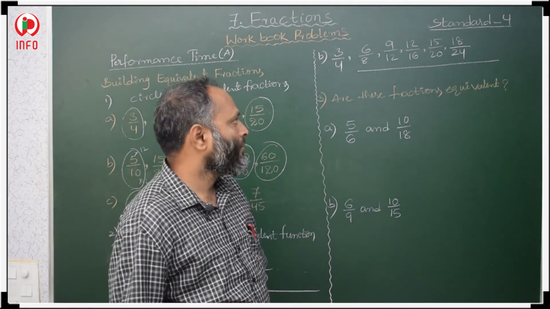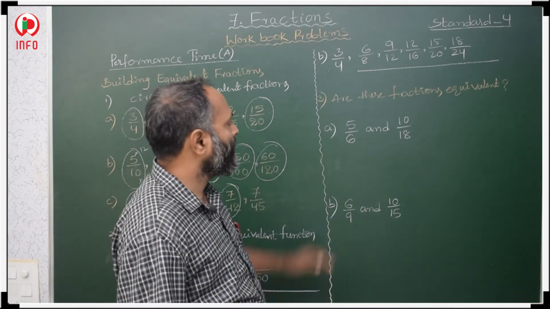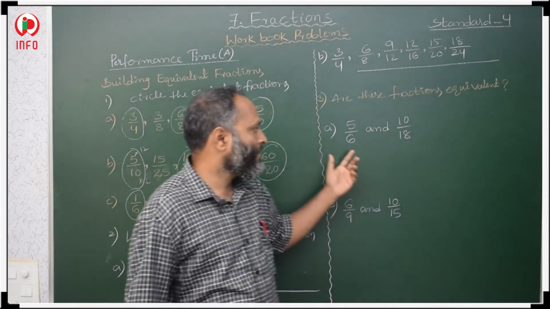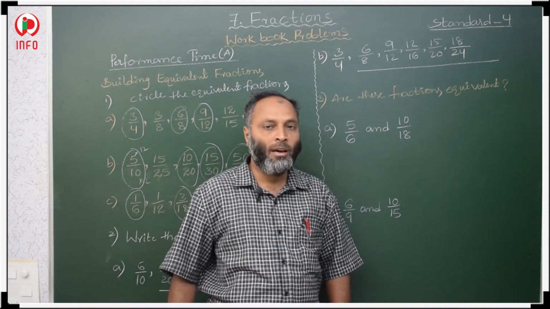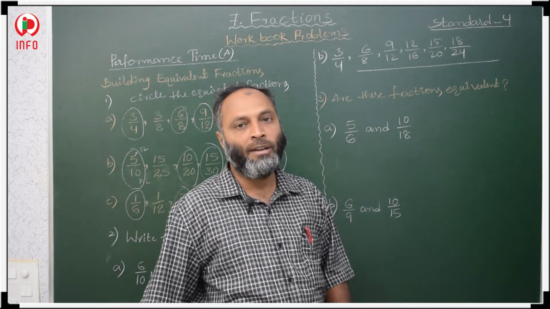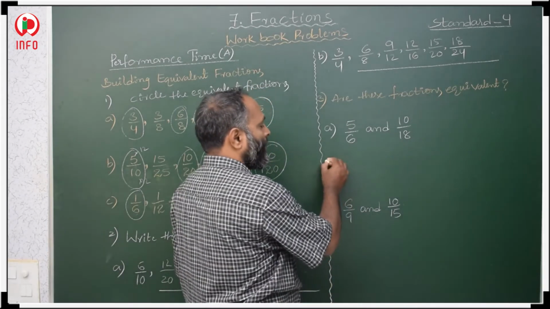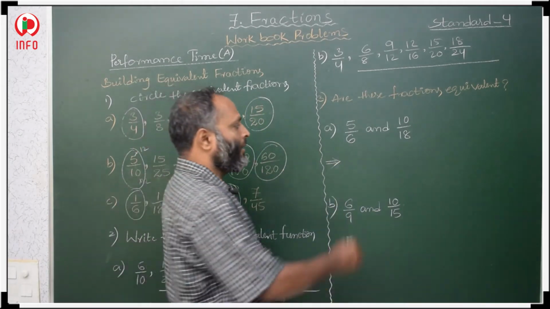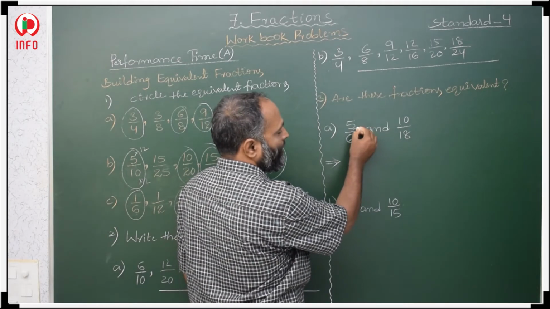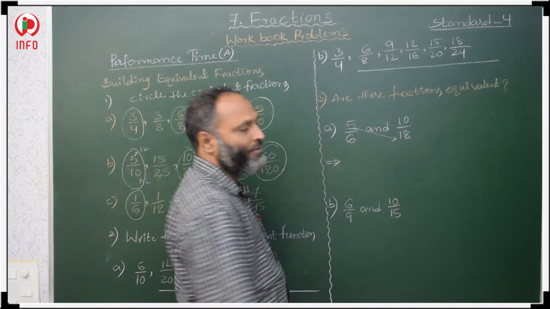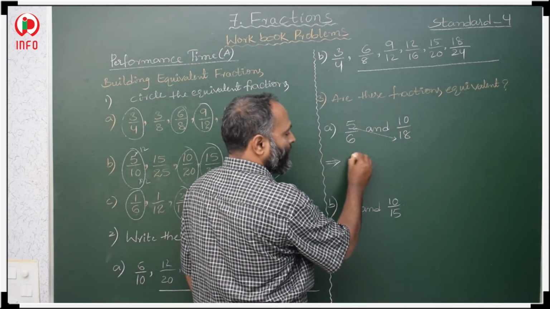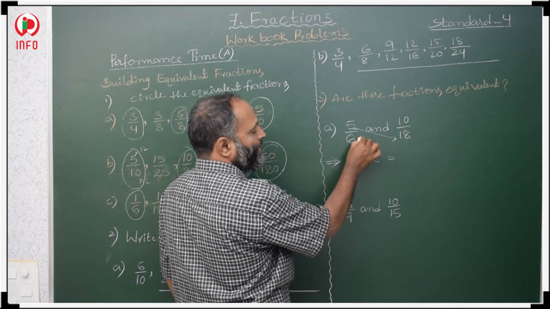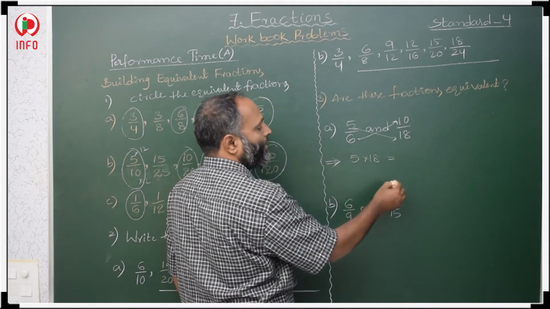Okay. Now, the next third question: are these fractions equivalent? He is asking whether these fractions are equivalent fractions. How to find whether the given fractions are equivalent or not? One method is there. What we have to do? We have to multiply the first fraction numerator with the second fraction denominator. And after that, the first fraction denominator with the second fraction numerator we have to multiply.